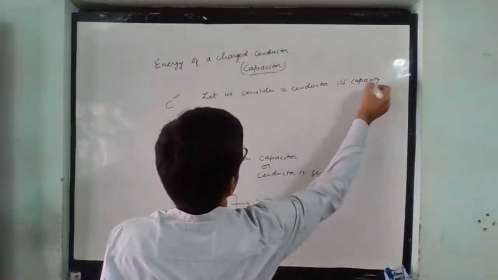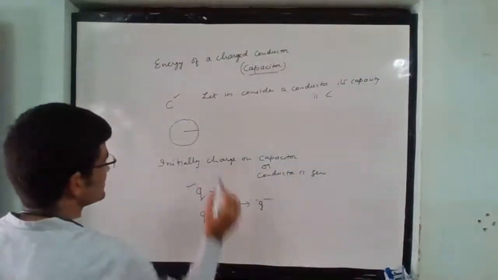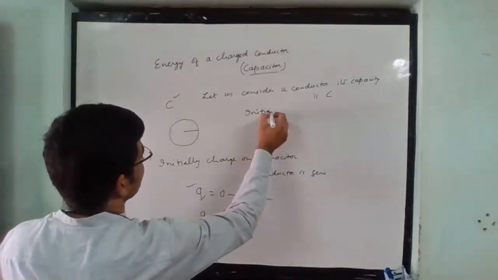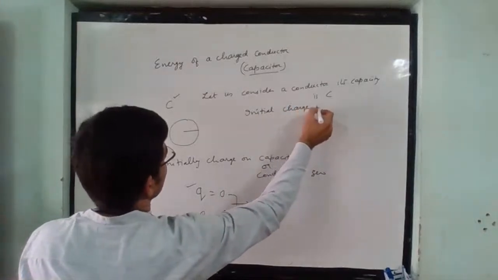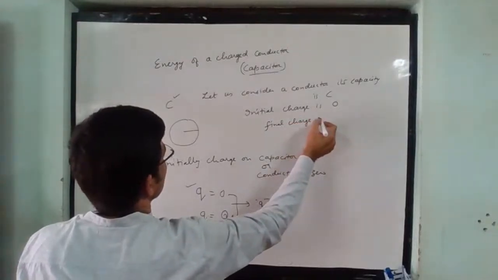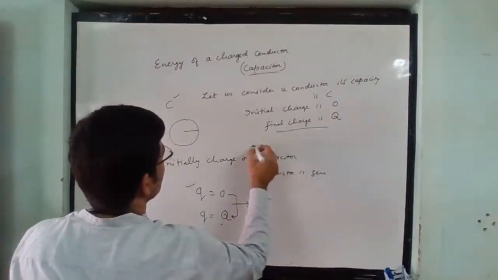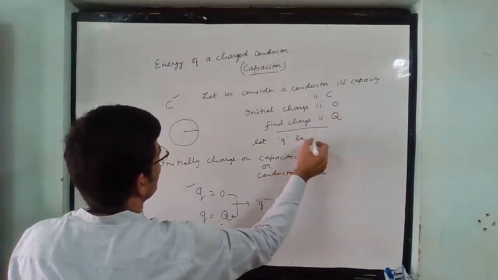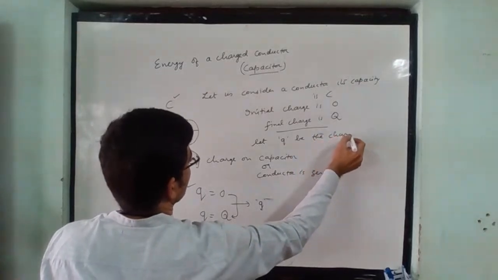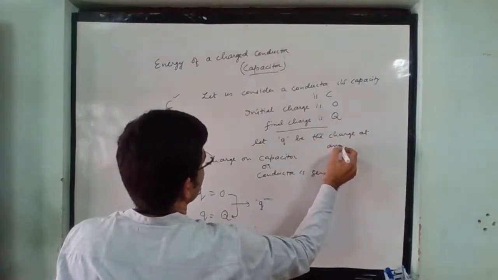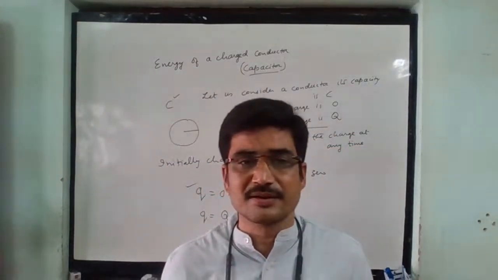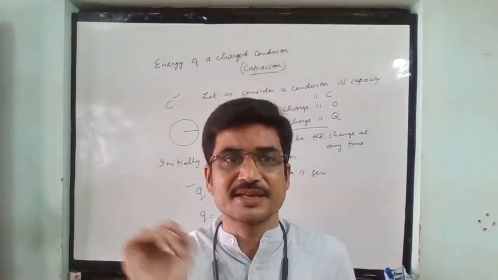Its capacity is C. Initial charge is 0 and the final charge is capital Q. Okay, final charge is, it is charged up to capital Q. Let Q be the charge at any time. So whenever we are charging at any time, let Q be the charge.